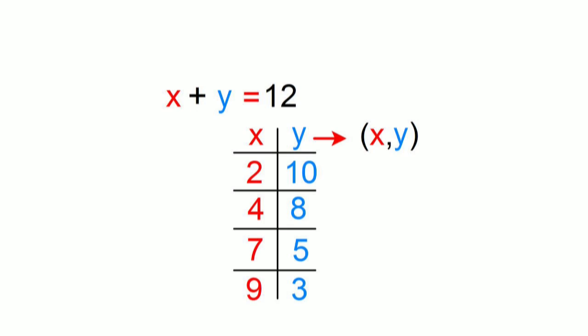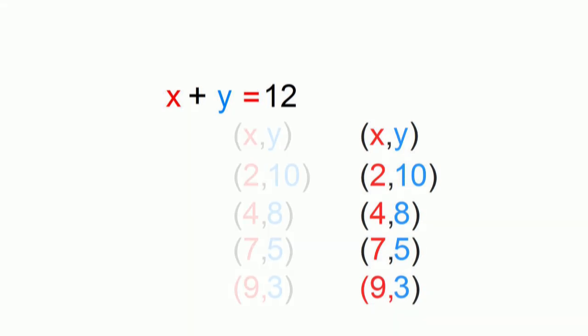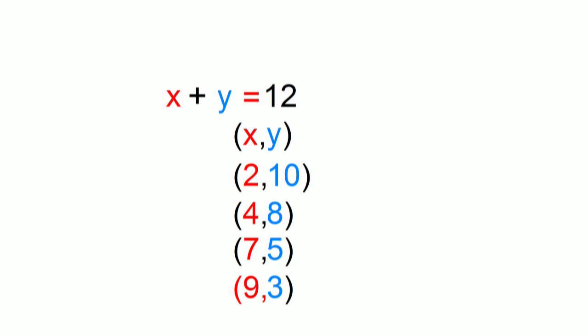Now let me write these pairs of solutions I found in ordered pair form. The first one, 2, 10, becomes a point (2, 10). (4, 8) becomes a point (4, 8). (7, 5) becomes the ordered pair (7, 5), and (9, 3) becomes the ordered pair x 9, y 3. I found 4 of the infinite number of xy pairs that satisfy this equation.